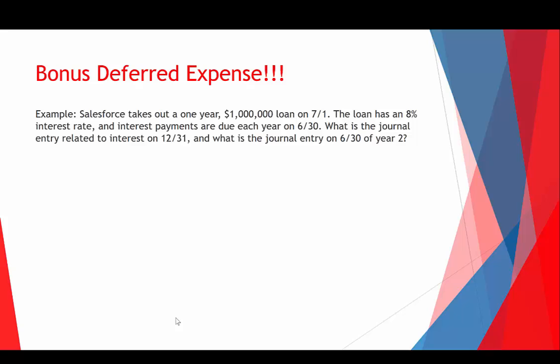So before we even get to 12/31, why don't we record that initial journal entry first? On 7/1 when we took it out. You want me to try this one? I tell you what, how about you debit? Debit cash here? I can do that part. We received the cash, right? So we're going to debit cash. And I'm going to credit notes payable.